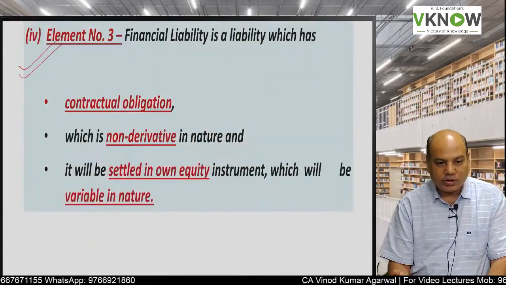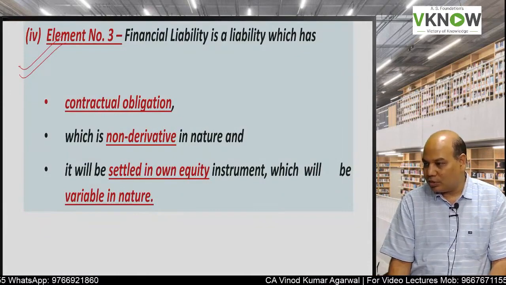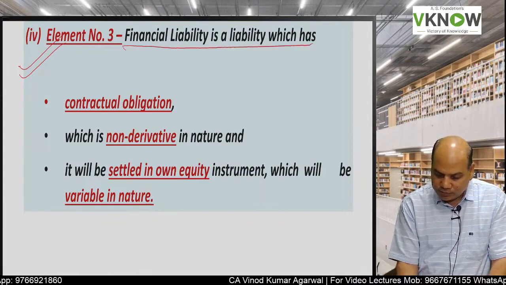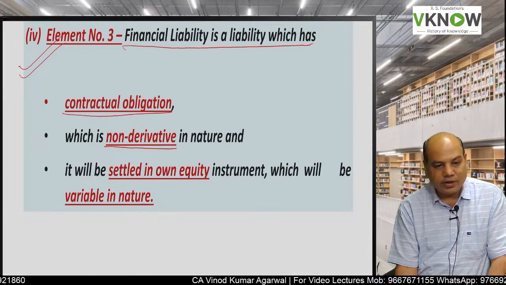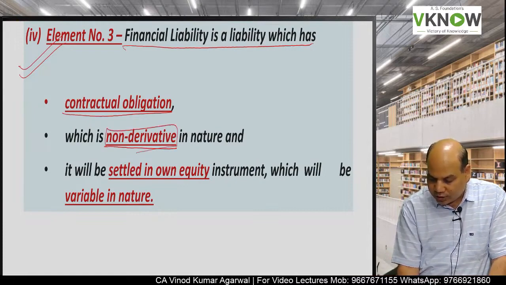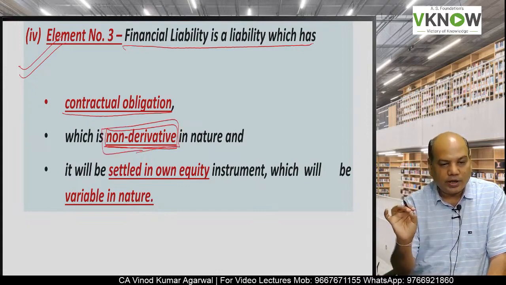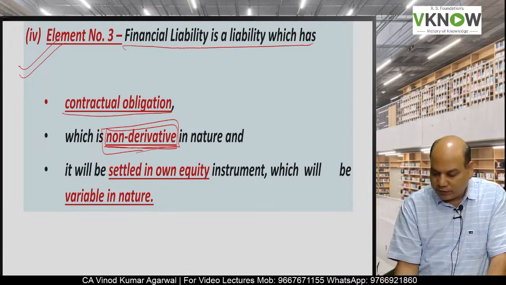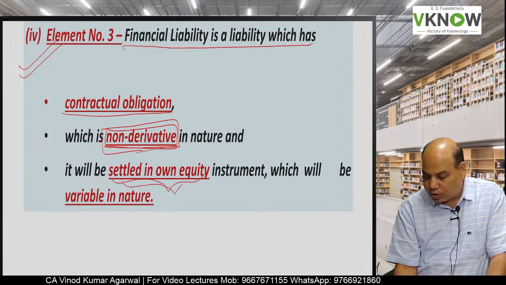Now element number 3. As we go ahead, a little more complication will arise. A financial liability is a liability which is a contractual obligation which is non-derivative in nature. The contract is non-derivative. Remember, the second one was derivative, which is unfavorable. Third is a non-derivative contract which will be settled in own equity instrument.